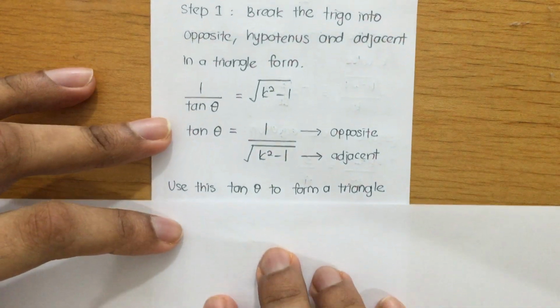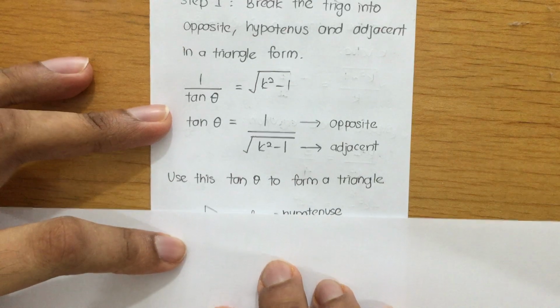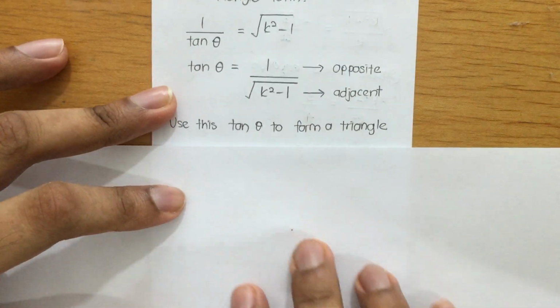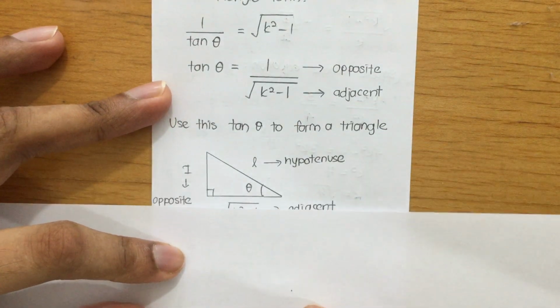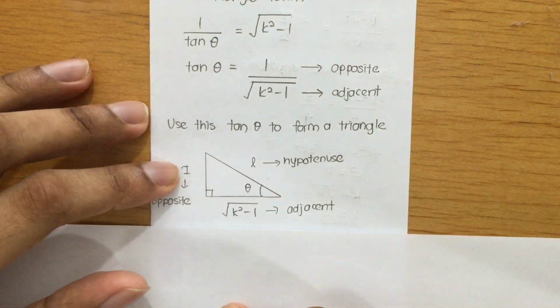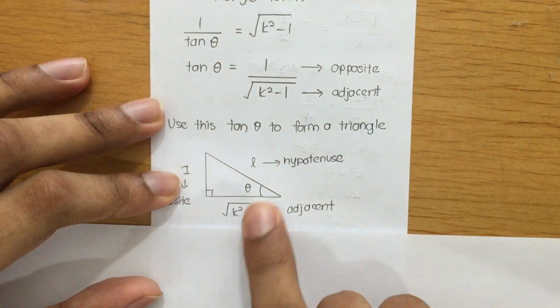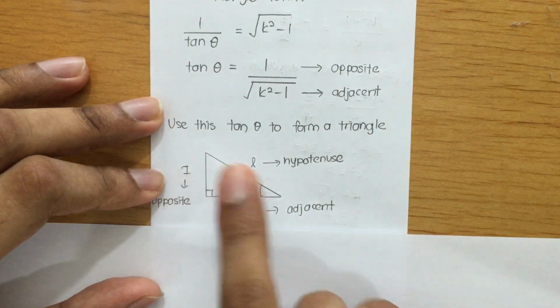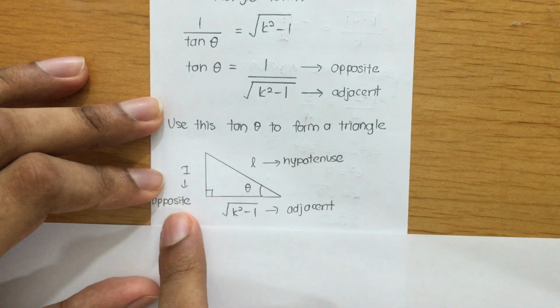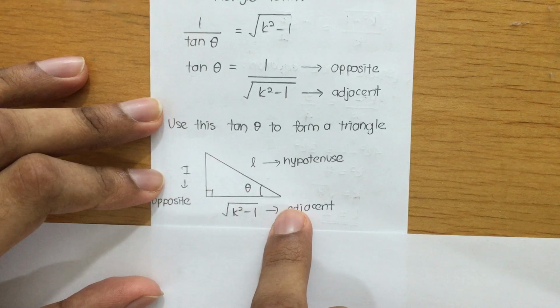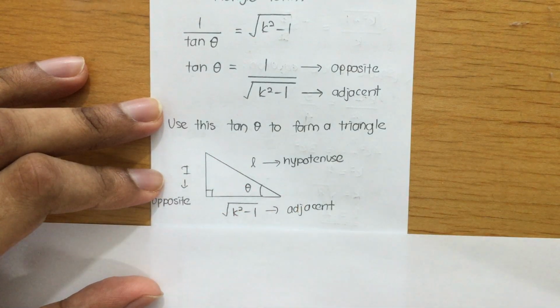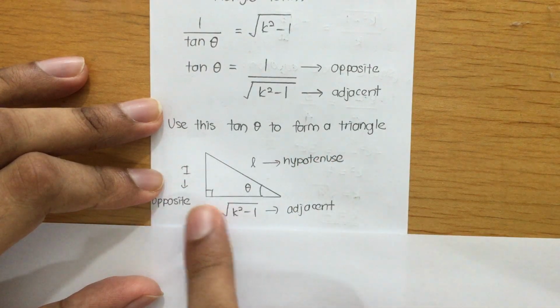Proceed to the next step. We're going to use this tangent theta to form a triangle. I'm going to show you the triangle now. We have formed it in terms of k. This one here is the opposite. Why is it opposite? It's opposite from the angle, guys. This trigonometry concept is from lower secondary, so if you feel that you need to recall this, this video will definitely be a good opportunity for you.